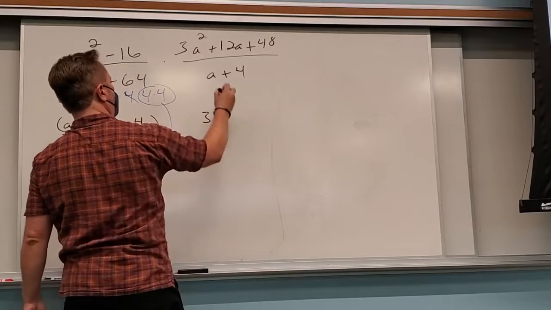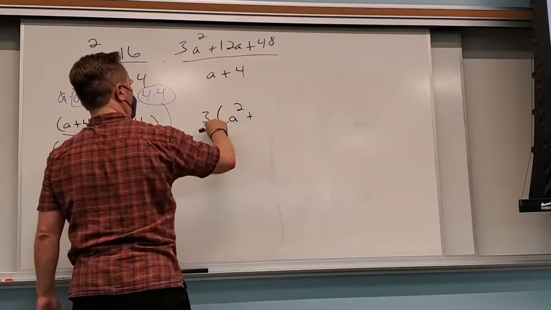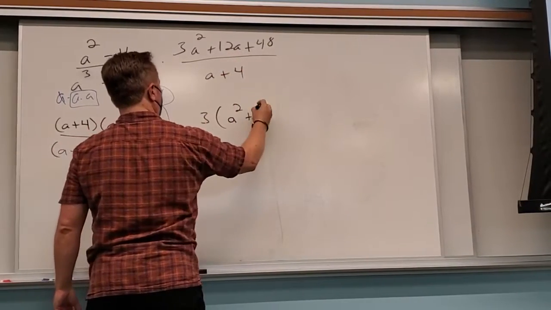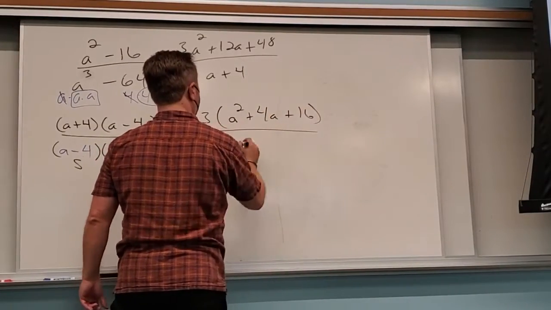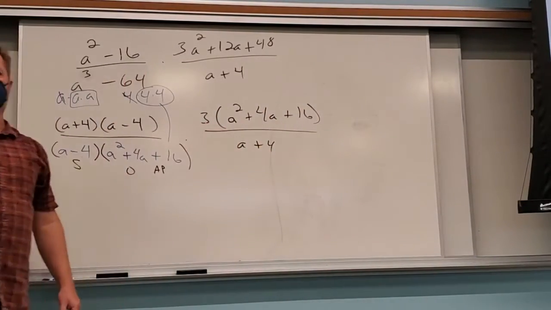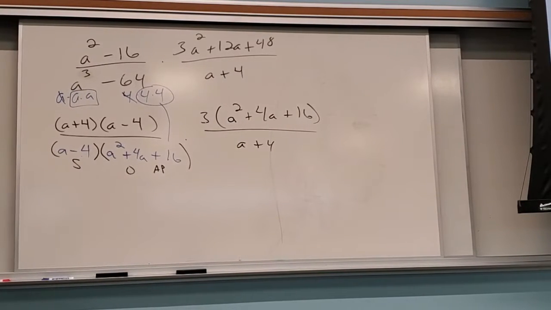What's left? A squared plus 4a plus 16. On the bottom, I just got a plus 4. So now you just start. This is not a life lesson, but in mathematics, if you've got some frustration, you just start killing things, right? What dies? What can I kill?